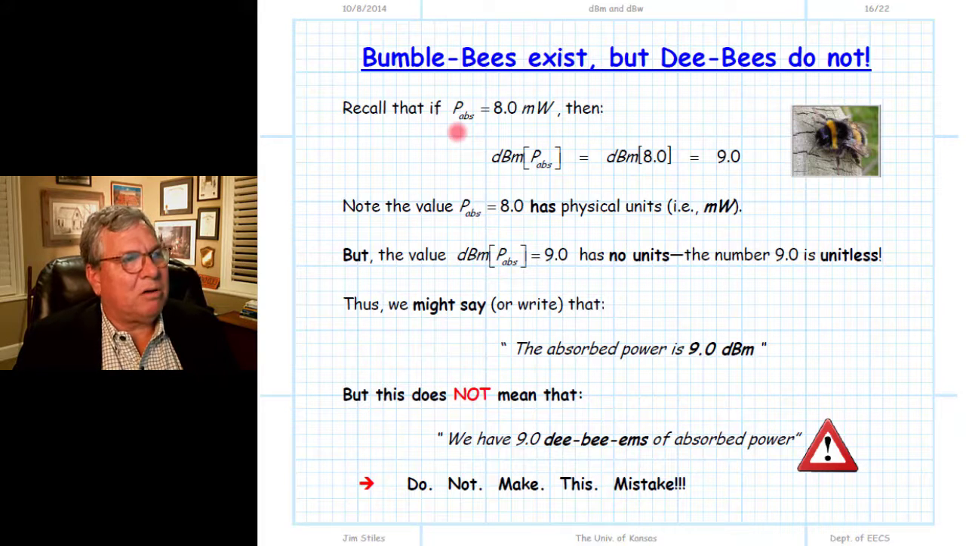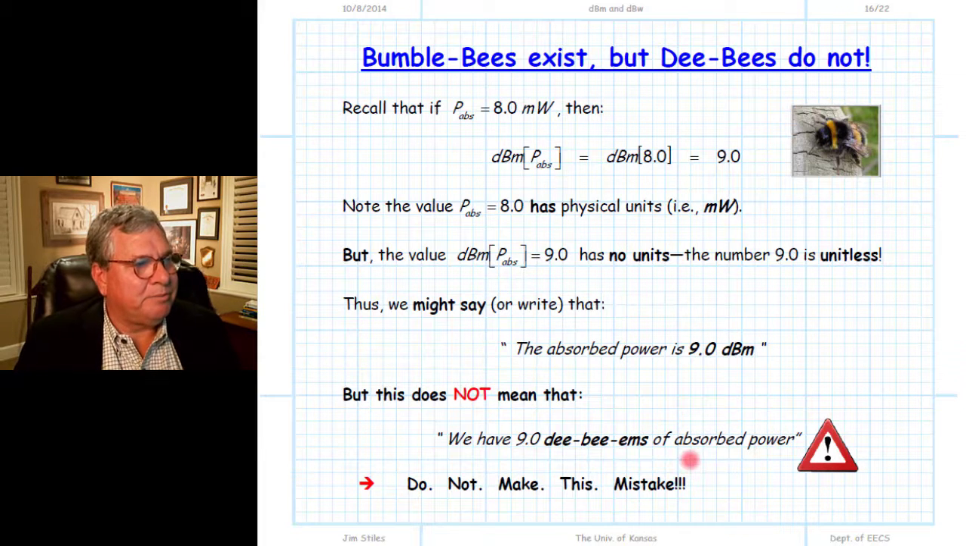So if we have an absorbed power of 8 milliwatts and we want to express it with the dBm operator, we would find that the value of 8 milliwatts turns out to be 9 when expressed with the dBm operator. So we would say that the absorbed power is 9 dBm. Again, that's a more compact way of expressing what we mean, but one that introduces a lot of ambiguity, because when we say the absorbed power is 9 dBm, oftentimes engineers will interpret that as we have 9 dBms of power. Frequently that's what you'll hear engineers say, 9 dBms of power. But again, dBms are not units.